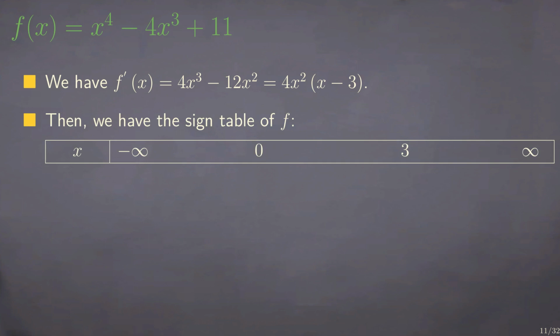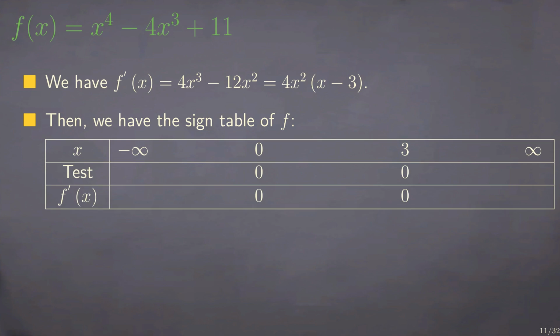So the sign of this derivative can be decided by dividing the real line into three open intervals: from minus infinity to 0, from 0 to 3, and from 3 to infinity. We know that the sign of the derivative of f is the same on each of the open intervals that we just mentioned. So to know the sign of the derivative of f, we just need to take any testing value of x on each open interval and then evaluate the derivative of f at this point.